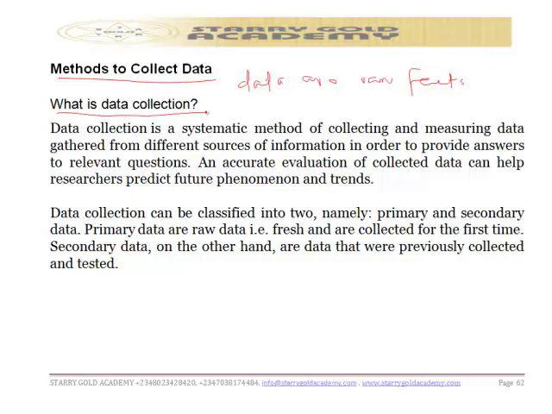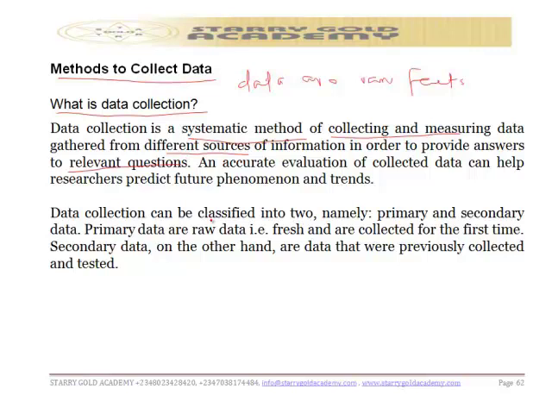Now, what is data collection? According to what you are looking at on your screen, data collection is a systematic method of collecting and measuring data gathered from different sources of information in order to provide answers to relevant questions. That is the data. An accurate valuation of data collected can help researchers predict future phenomenon and trend.